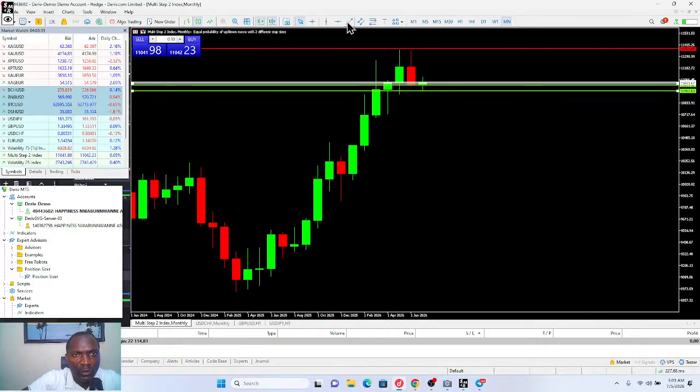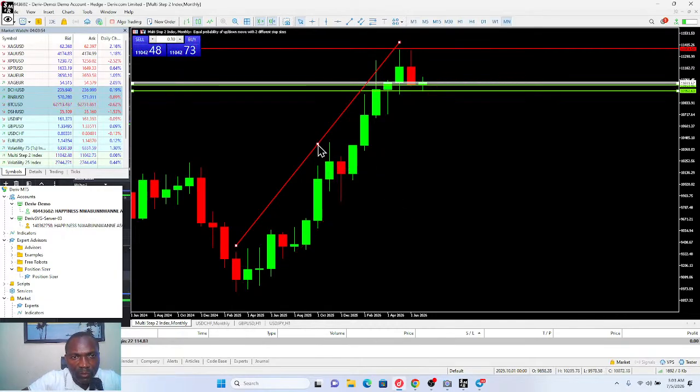Now looking at the chart, it's already an uptrend. You can see this. It's already an uptrend on the month. So this is the month, it's already an uptrend.